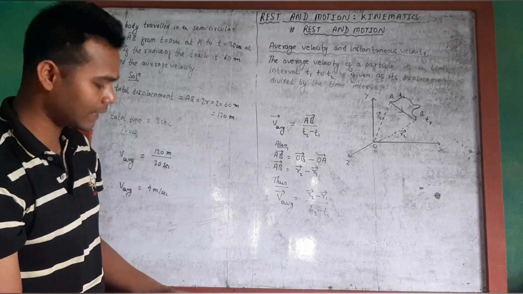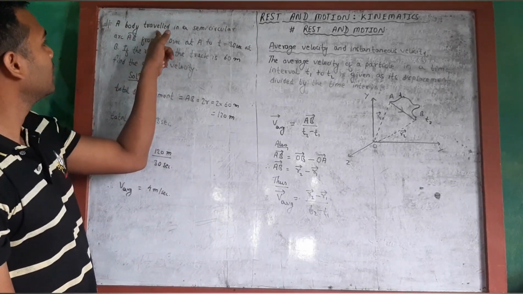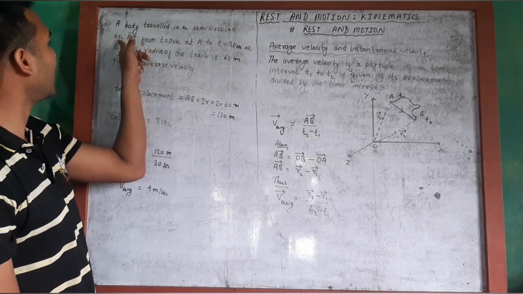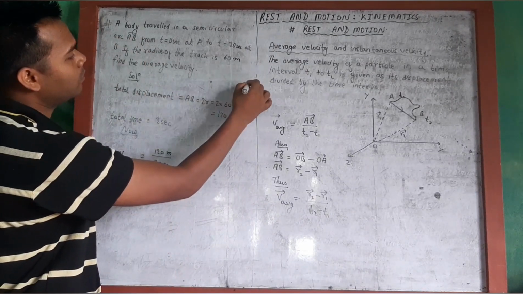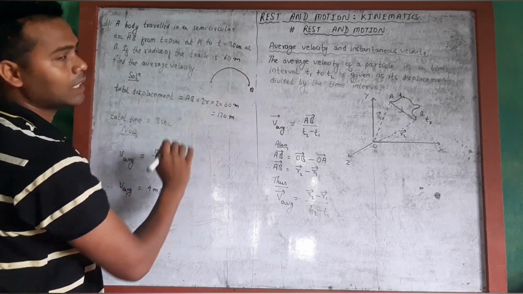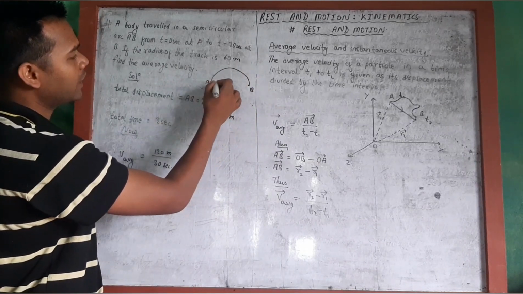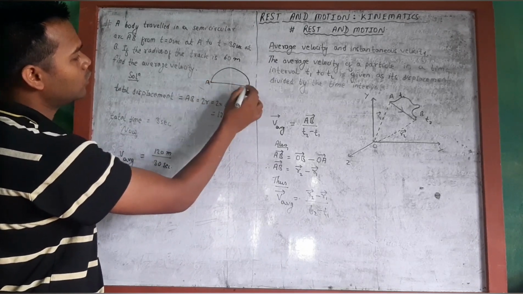Now let's take one example. A body traveled in a semicircular arc AB. Here let us suppose there are points A and B, and this is a semicircular arc. This is point A and point B. Let us join A and B.